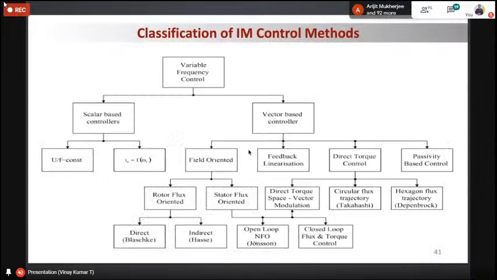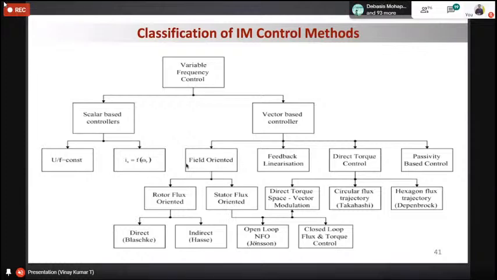Again, in vector control, there are many methods, like field orientation, feedback linearization, direct torque control, and passivity-based control techniques. Out of these four, field orientation and direct torque control became very popular. The other methods, passivity-based control and feedback linearization, are very complex, with more parameter sensitivity. Implementation is also not simple compared to other methods. That's why these two methods did not become popular. But direct torque control implementation is very simple, and parameter sensitivity is also less. That's why this method became very popular, right?